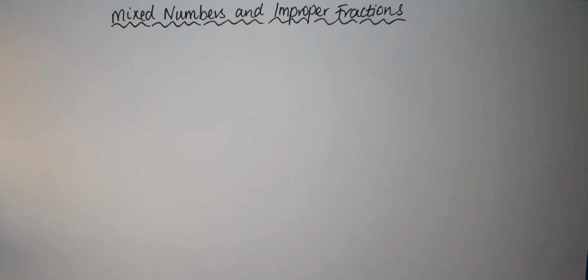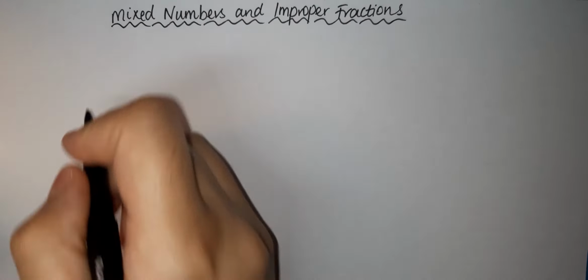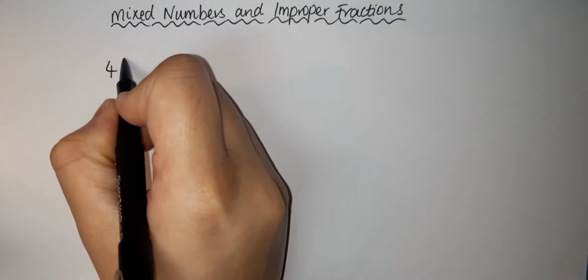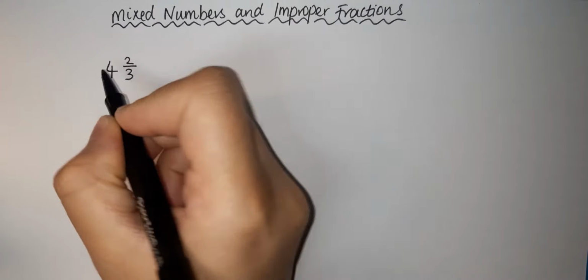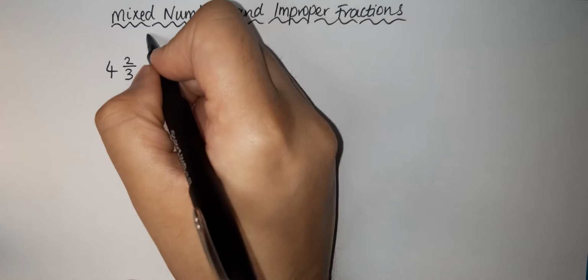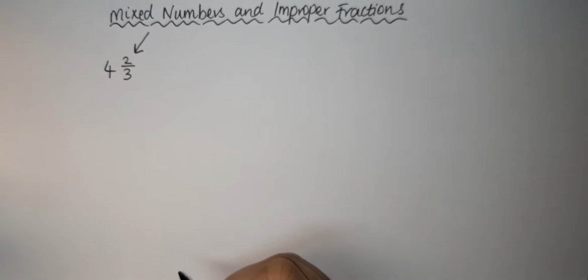Hi guys, in this video we'll be looking at mixed numbers and improper fractions. So the first thing I want to clarify is that a mixed number is a number that has an integer part and a fraction part. So for example, if we had 4 and 2/3, that is a mixed number.